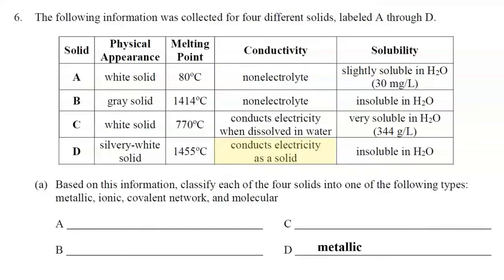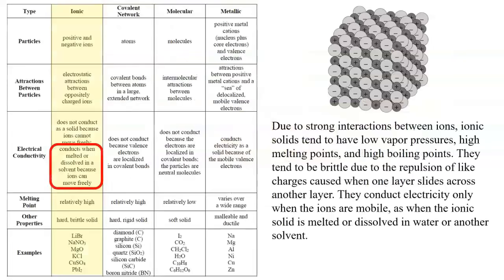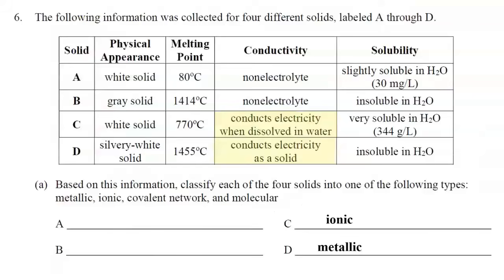The next thing that jumps out at me from this table is the fact that solid C is able to conduct electricity when dissolved in water. There's only one type of solid that will do that, and that's an ionic solid, which does not conduct electricity as a solid because the ions cannot move freely, but when dissolved in water, it is able to conduct electricity because now the ions can move and flow freely. So solid C is ionic.